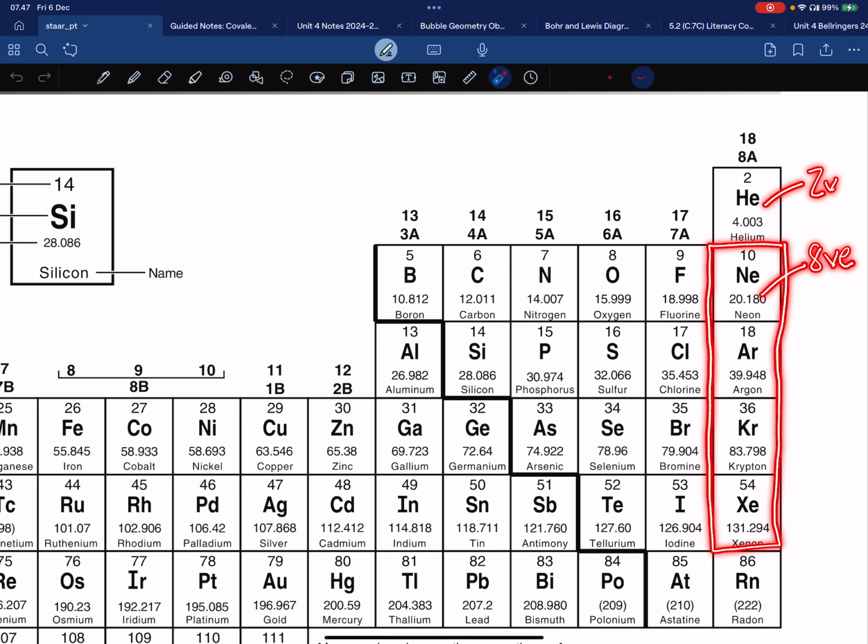All right, ladies and gentlemen, let's get into covalent bonding and Lewis structures and how we can represent molecules. As a reminder, as the literacy connection says, covalent bonds are formed between nonmetals. Now, that means nonmetals and metalloids.